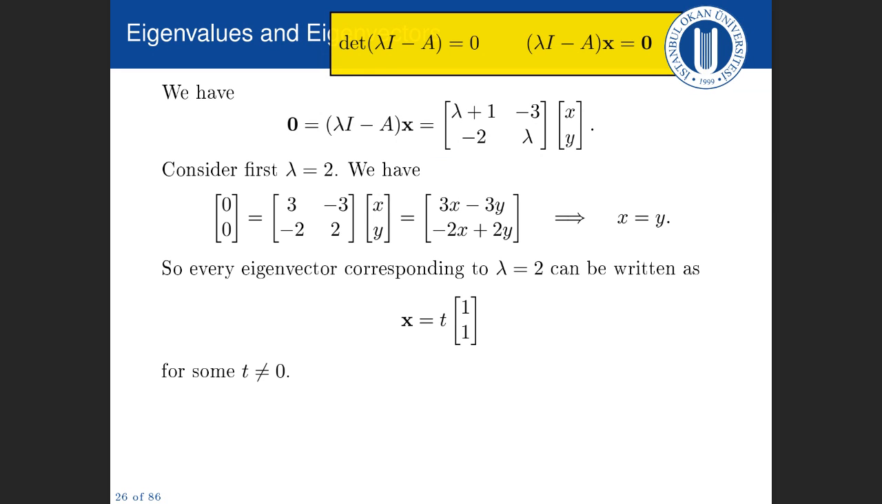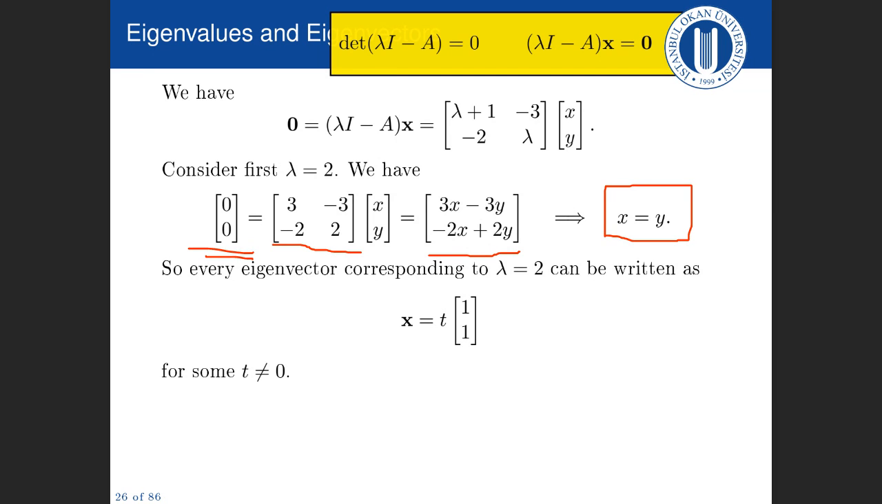Then we get 3, minus 3, minus 2, 2 multiplied by x, y, which is the same as 3x minus 3y, and then minus 2x plus 2y. And we need that to be 0. It doesn't matter which line we choose. Do we choose the first line or the second line? It doesn't matter because one line will always be the other line multiplied by a constant. Whichever one we choose, we can simplify the equation to x equal to y.